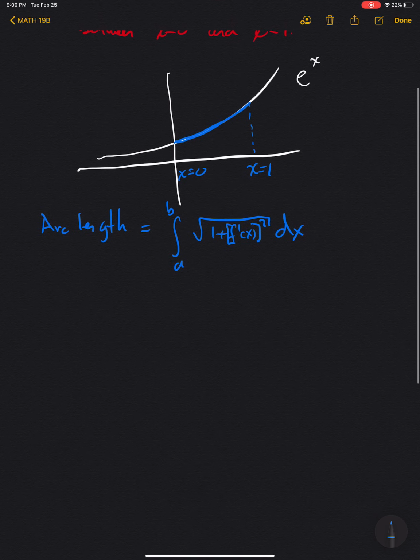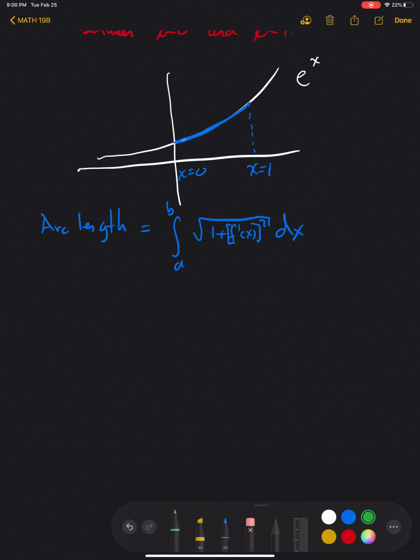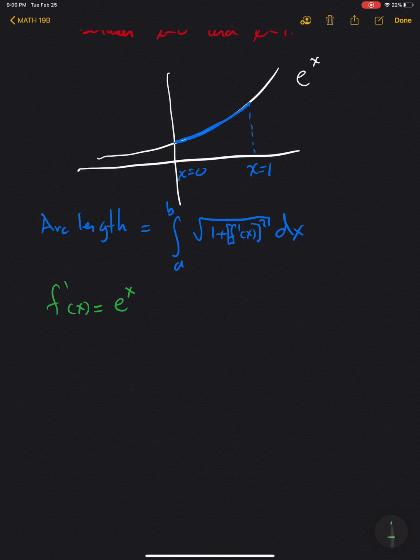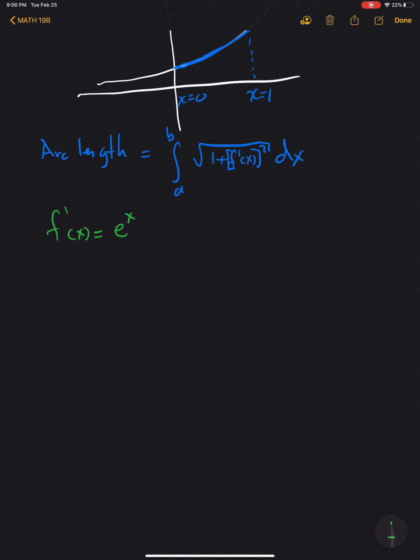That means that in our case, we have the following thing. The derivative of our function is just e to the x, and we just have to put it into our expression. That means that what we're looking for is the integral between 0 and 1 of the square root of 1 plus e to the 2x dx. Here the derivative squared will be just e to the x squared, which gives us the e to the 2x part in here.